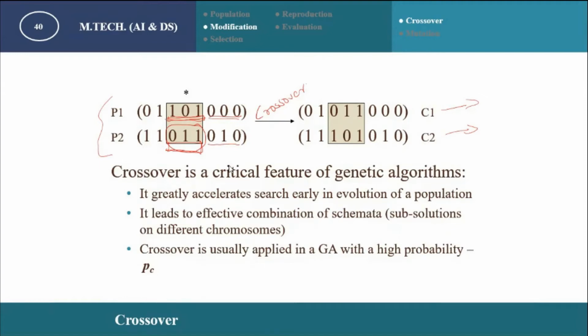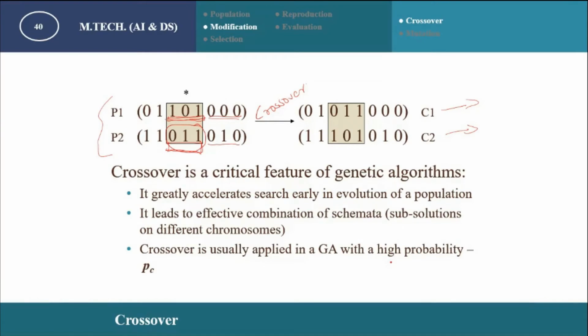So for that, we give a specific probability for the genetic algorithm, that is the crossover probability. And the crossover probabilities are normally taken as large values, of the order of 0.9 or so. That is, out of 100 times the parents are selected, almost 90 times the crossover is done, and out of the 100 times, only 10 times the crossover will not be done. So that is the crossover probability. That is, the crossover is usually applied in a genetic algorithm with a high probability.